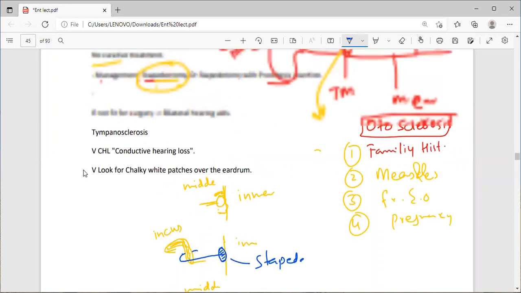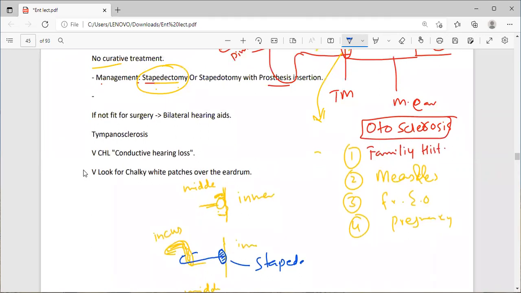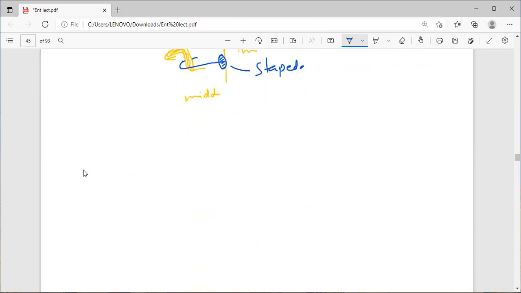Okay, now let's move further. What you will observe in tympanosclerosis: this means that on the tympanic membrane you can see sclerosis. Sclerosis can be seen as white stuff. Now there will be conductive hearing loss. Look for chalky white patches over the eardrum. There will be white, chalky patches over the eardrum.